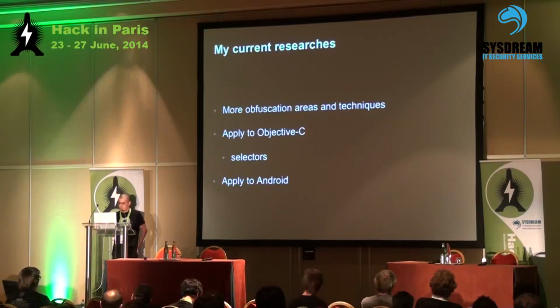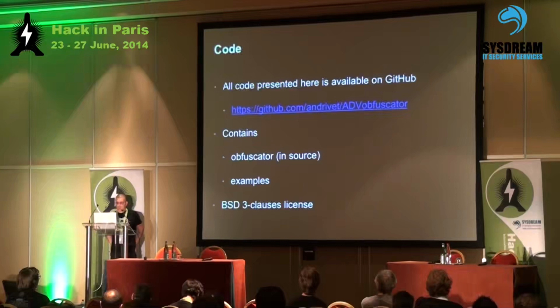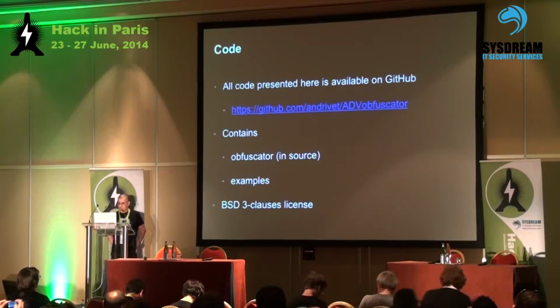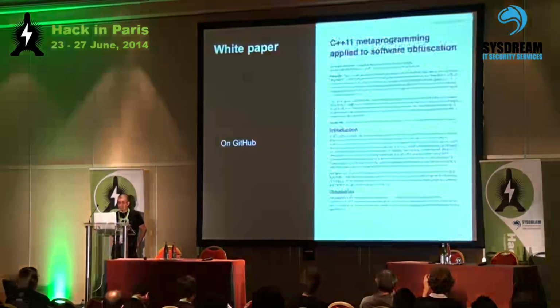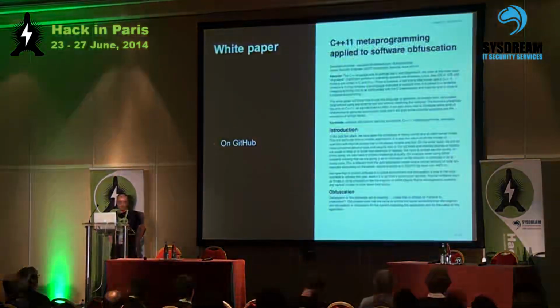All the code presented here is available on GitHub, and the code contains the obfuscator and some examples. It's released under the BSD license, so it could be used in almost any project. I also have a white paper, also available on GitHub, which describes the obfuscator in more detail.